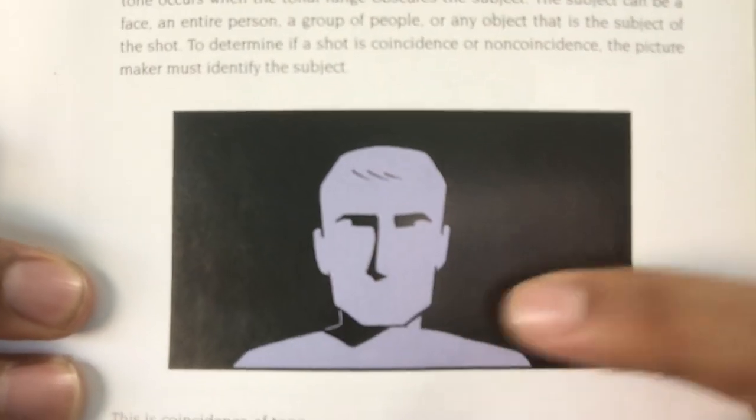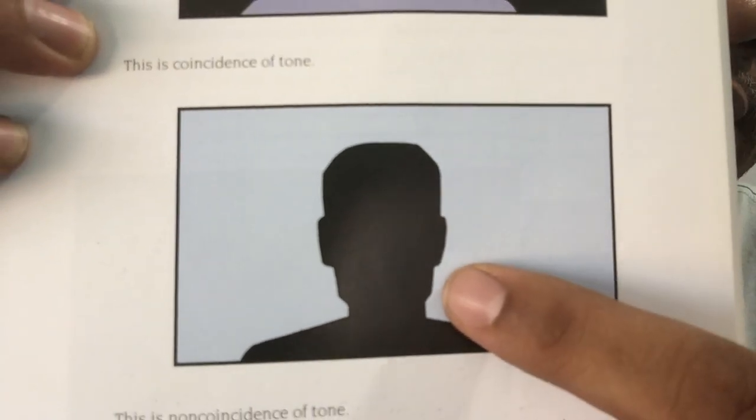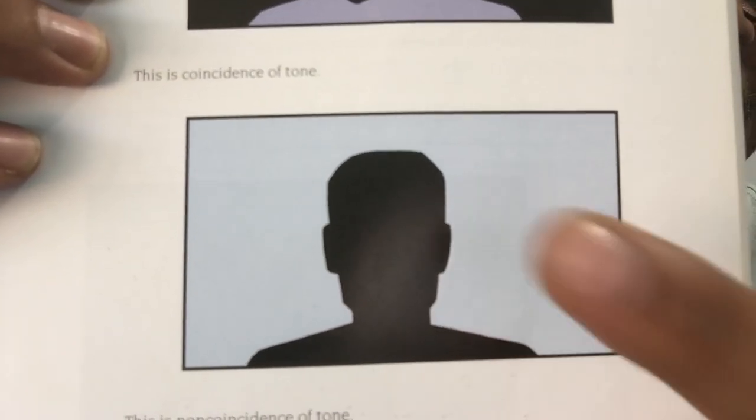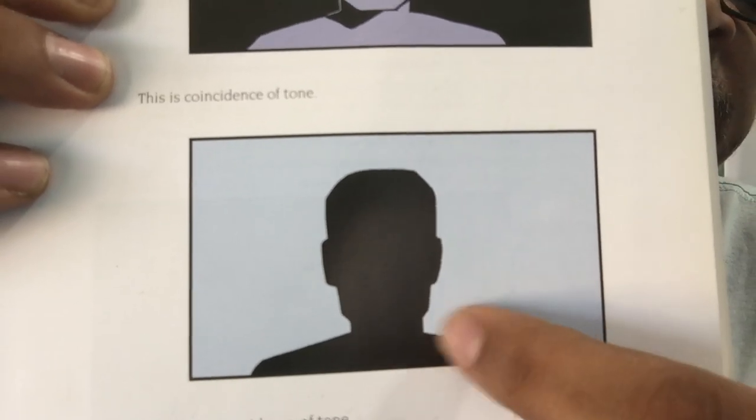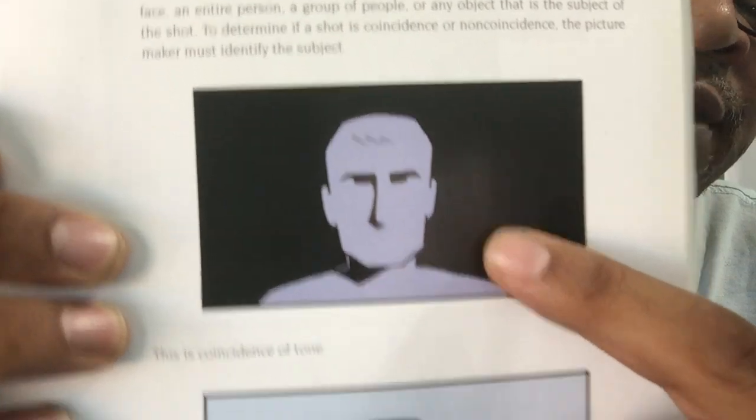Coincidence and non-coincidence of tone refers to the relationship between the tonal organization of the shot and the subject of the shot. Coincidence of tone occurs when the tonal range reveals the subject. Okay? That's coincidence, when we can see the subject like that. When the shot conceals the subject, that's non-coincidence, right? We get this silhouetted type of shot. That's non-coincidence. So we have coincidence where it reveals, non-coincidence where it conceals.